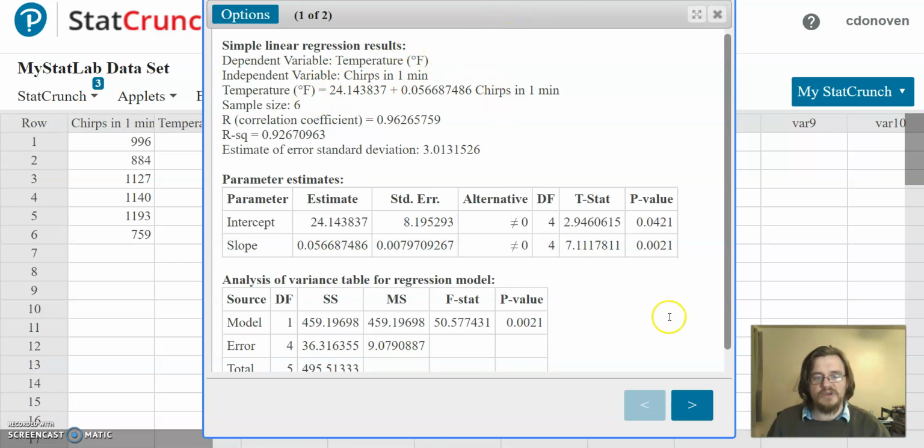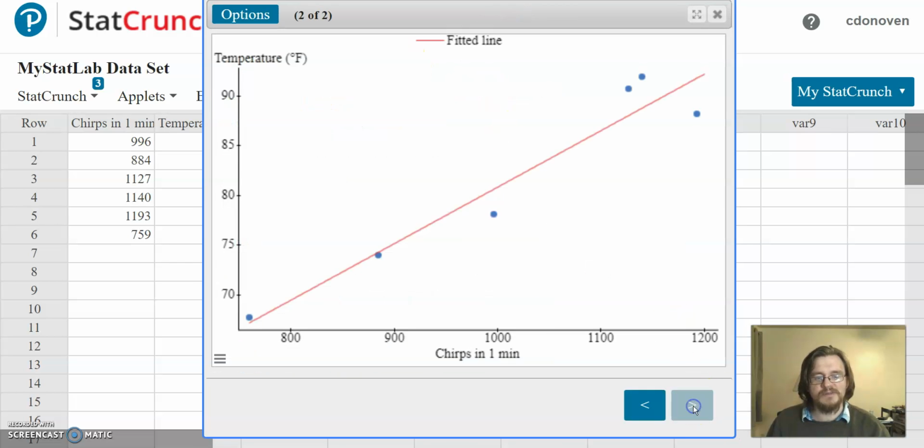So we have our equation, but we can also flip to the next screen and see it graphed for us. So again, here in blue are all 6 data points, and in red is the regression line for this. So I will stop here and talk about how to use the regression line and the regression equation in the next video.